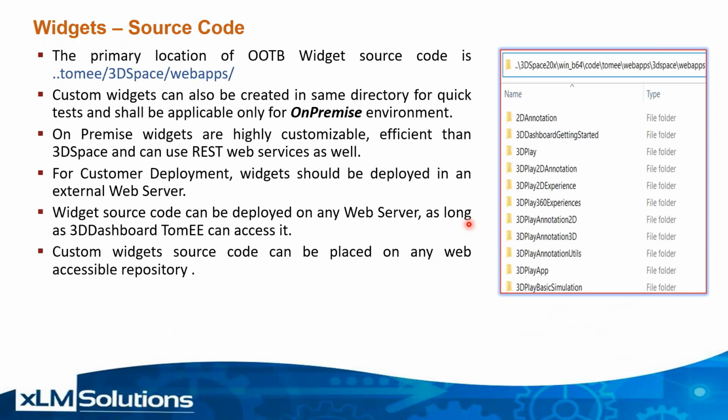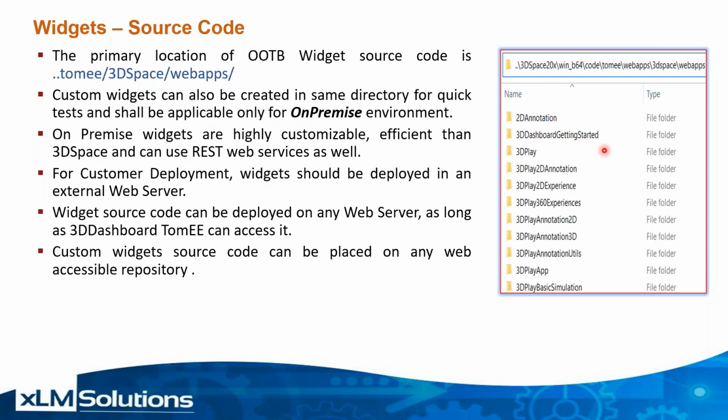Moving on. Now let's come back and see how your widget code is placed and what all the widget code has. The primary location of OTB widgets is under 3DSpace, under Tomcat, webapps, 3DSpace, and again there would be a webapps folder. If you see, there are some 2D annotation, 3D dashboard getting started. These are all OTB apps, and these are all on-premise widgets. Also, custom widgets can be created in the same directory for quick test and development purposes. And these are on-premise environments.